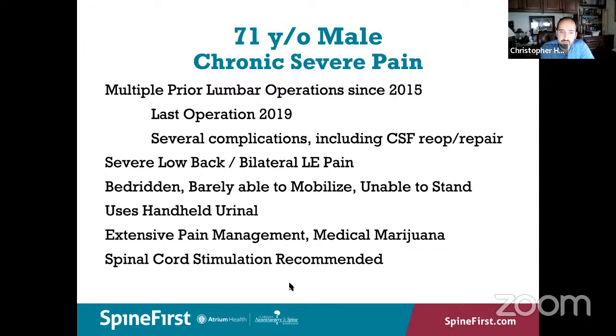When he presented to our office, he had severe low back pain, bilateral lower extremity pain, and was essentially bedridden. Over the last several years, he had lost the ability to mobilize. He was unable to stand for more than a few seconds and was using a handheld urinal and basically was home and bedbound. He had been in extensive pain management and had tried to move away from narcotic pain medications, but was severely debilitated, was utilizing medical marijuana, and had seen several surgeons at this point who had said essentially his only option would likely be spinal cord stimulation.